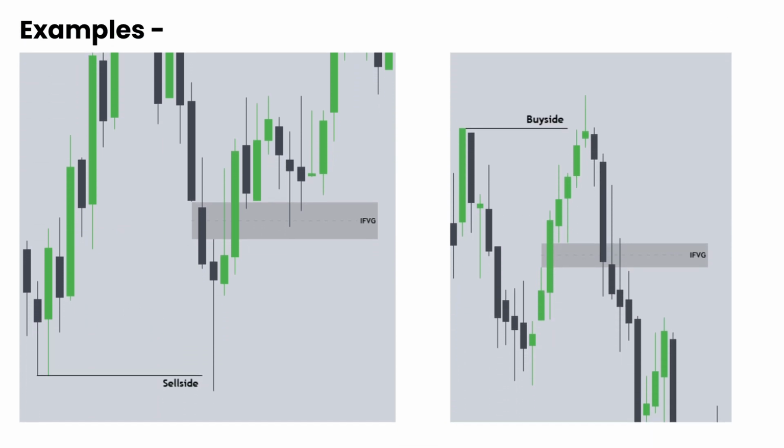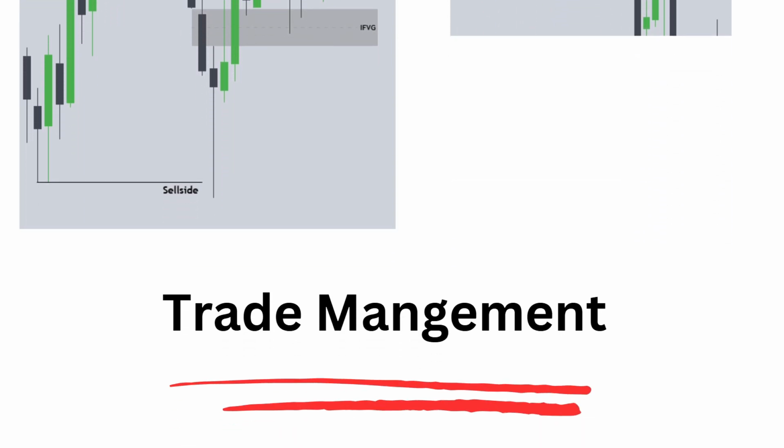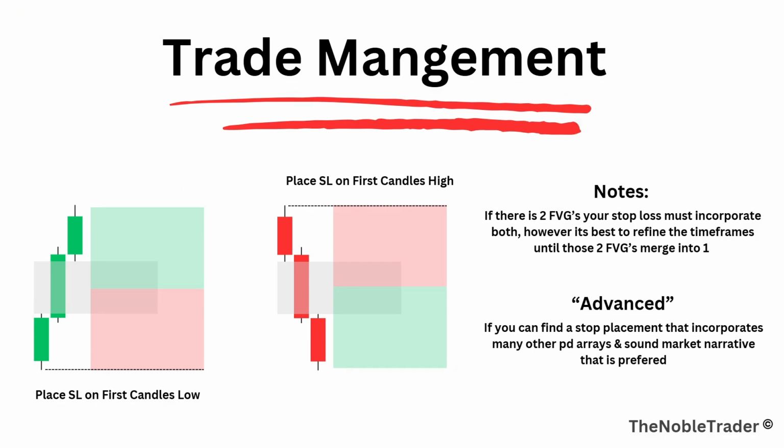These are a few good examples of inverse functions being used to support price's reversal direction. Trade management. The basic guidance on how to incorporate this concept into your trade management is to place your entry on either the high of the FVG for a long or the low of the FVG for a sell.